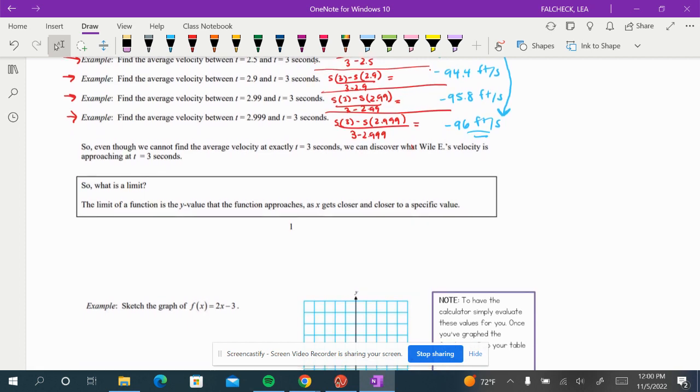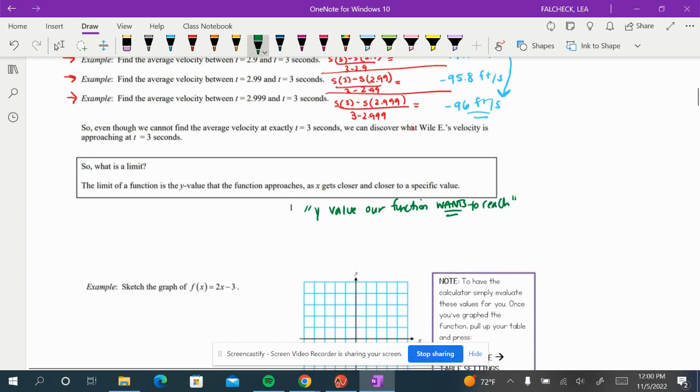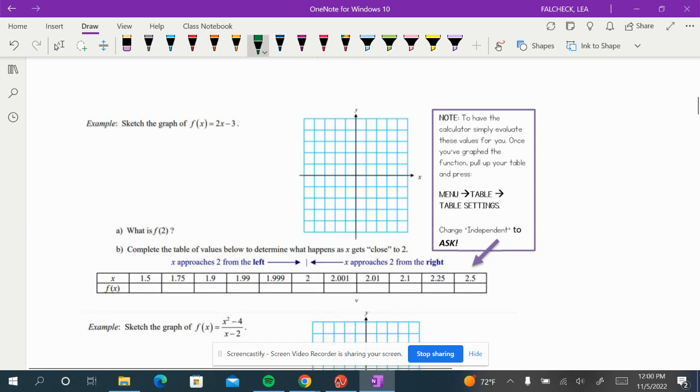So the way that I always think about it is it's the y value our function wants to reach. And this may not make a whole lot of sense to you at this stage in the game, but let's look at an example and see if that puts it into a little context for you, okay?